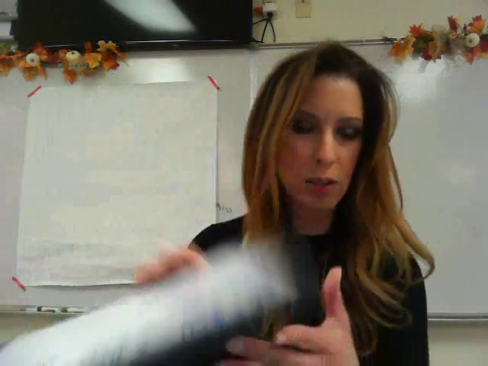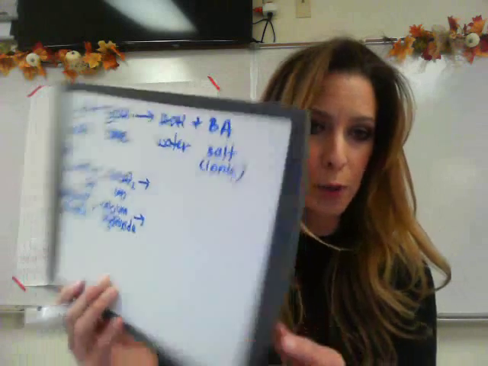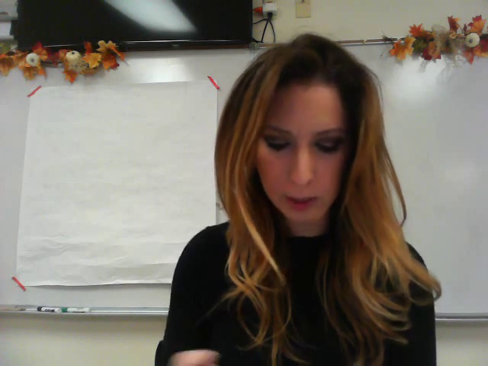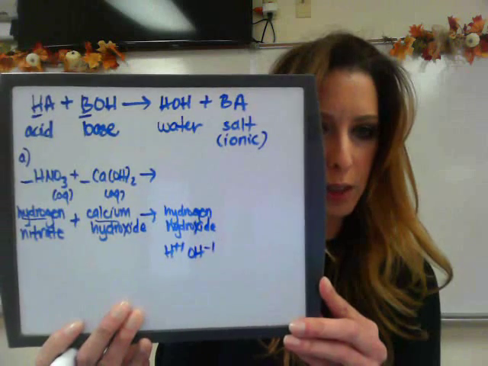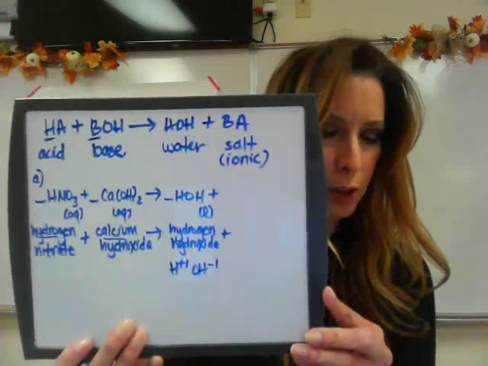So the hydrogen and the calcium are the ions, or I'm sorry, I should say cations that are listed in the beginning of each compound. So those are what are going to switch places. When they switch places, you're going to form hydrogen hydroxide, which is H plus 1 and OH minus 1, which is really water. So I'm going to write that as HOH. And when you form water in a neutralization reaction, it's going to be a liquid, so I'm going to put a little L after it. And then you're forming calcium nitrate, which is your salt because that is an ionic compound.